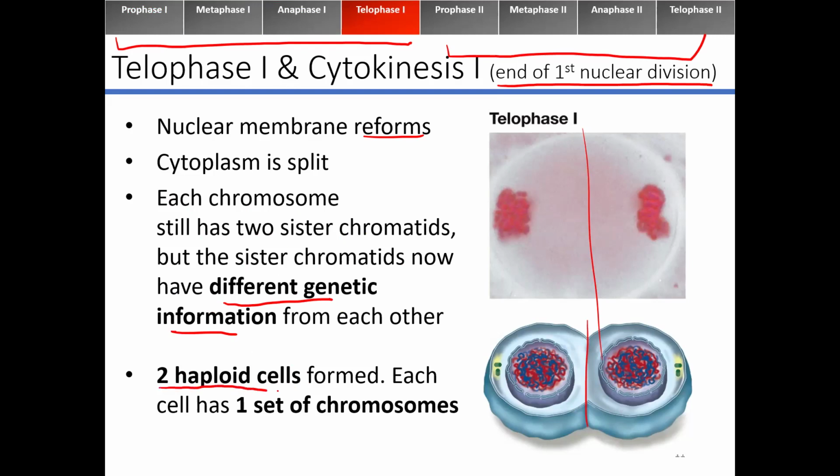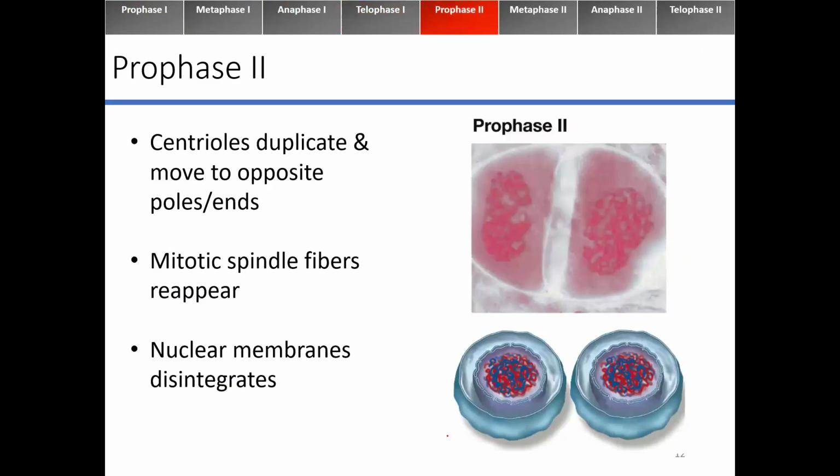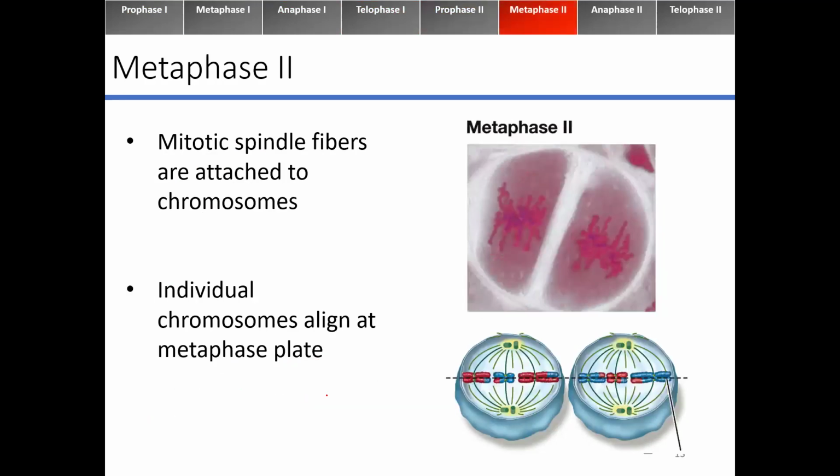So now we have two haploid cells formed. Each cell has one set of chromosomes. But what we're going to do is go through one more time. So it's going to be pretty much exactly the same thing. Prophase 2, centrioles duplicate, move to opposite ends. Again, spindle fibers are going to come back. And then again, that membrane is going to dissolve.